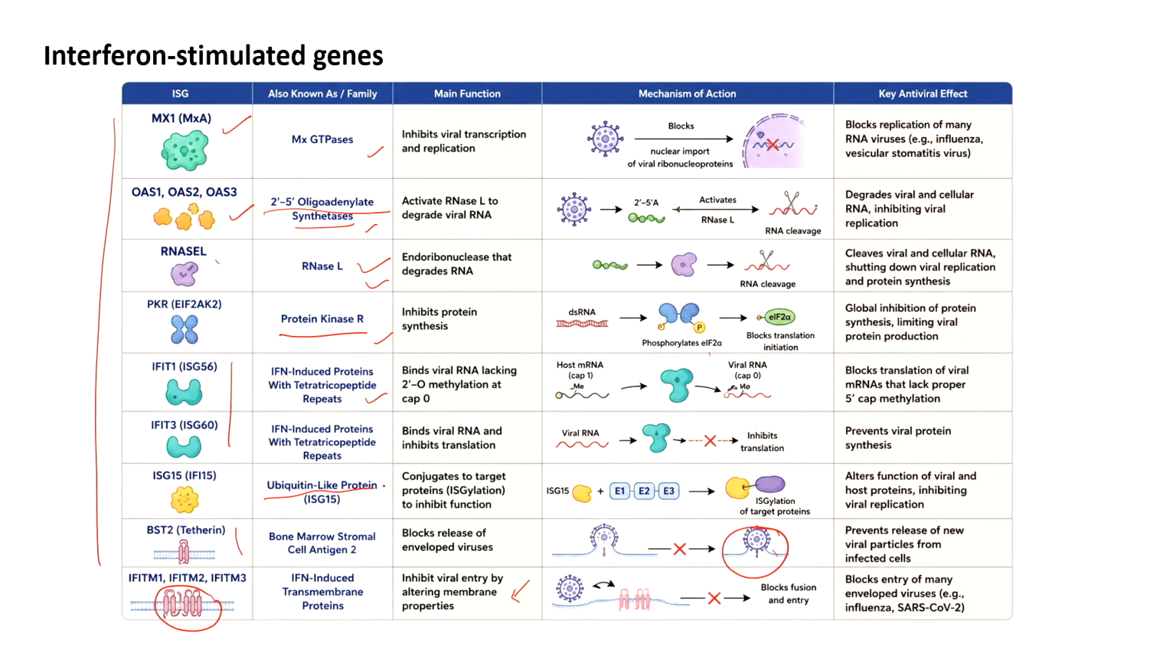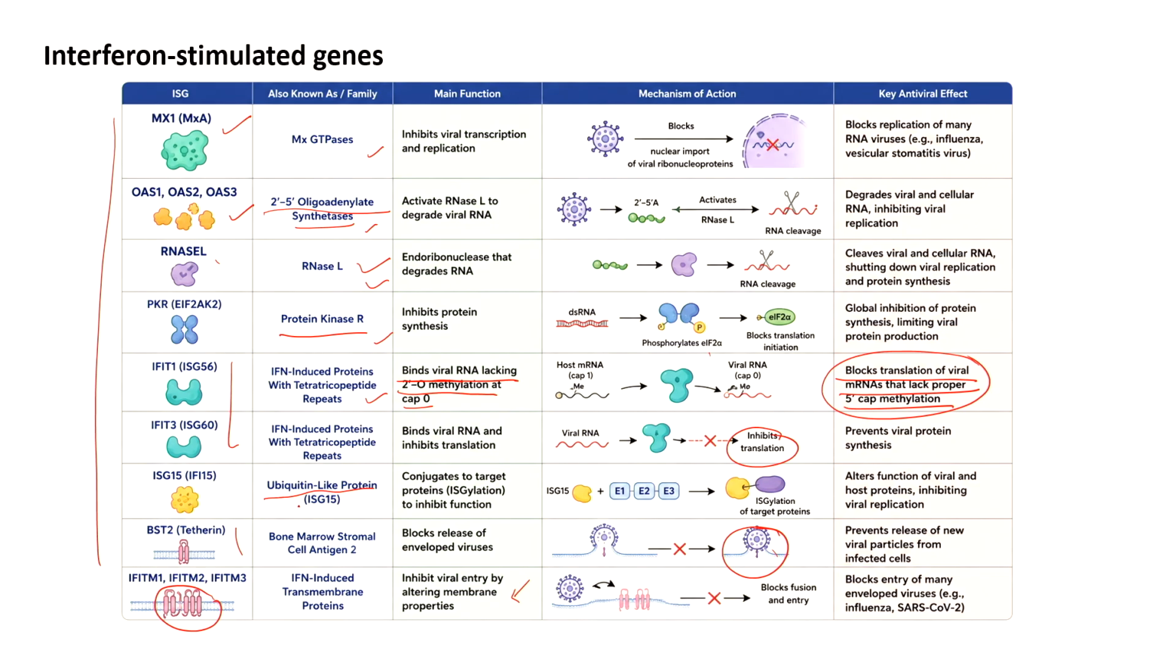There are other proteins which can bind to viral RNA. Suppose IFIT1 can bind to viral RNA lacking 2'-O methylation at the cap, and therefore it can bind and block the translation of the viral mRNA that lacks the proper 5' cap methylation. So these are strategies a host system will use in order to stop virus replication. There could be other possible stages where IFIT3 can inhibit the translation as well.